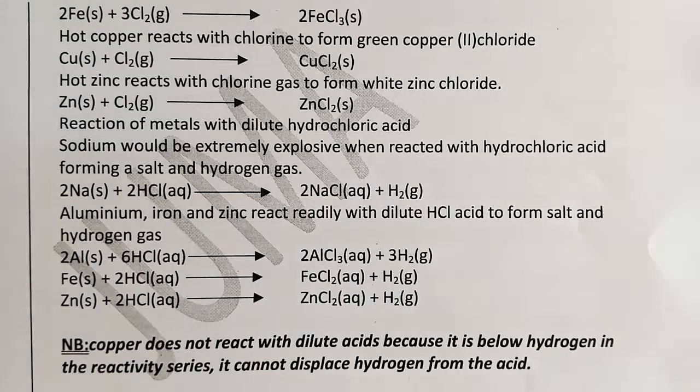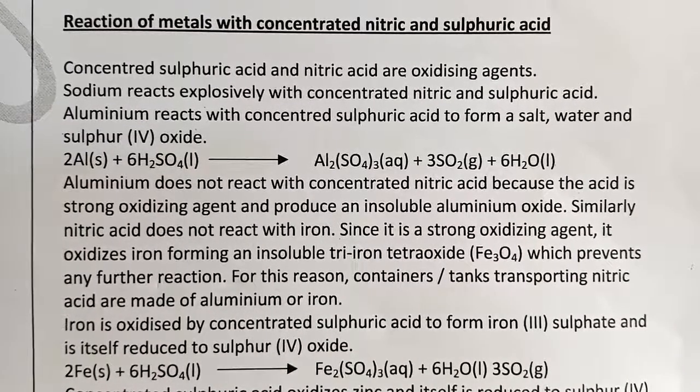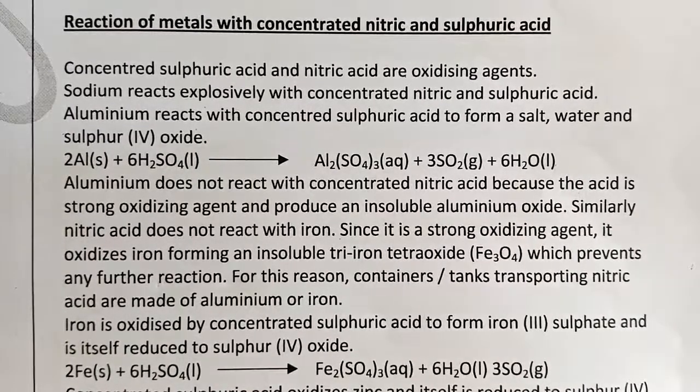So let's look at the last property, which is reaction of metals with concentrated acids. So lastly, reaction of metals with concentrated nitric acid and sulfuric acid. Concentrated sulfuric acid and nitric acid are oxidizing agents. Sodium reacts explosively with concentrated nitric acid and sulfuric acid, as we noted in lesson 7. Then aluminium reacts with concentrated sulfuric 6 acid to form a salt, water, and sulfur 4 oxide, as indicated there by the equation.